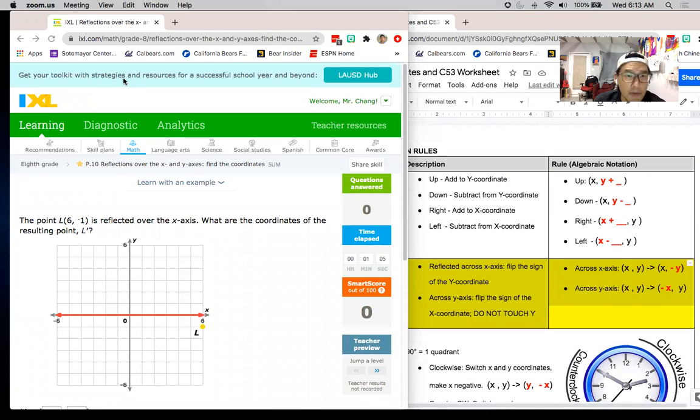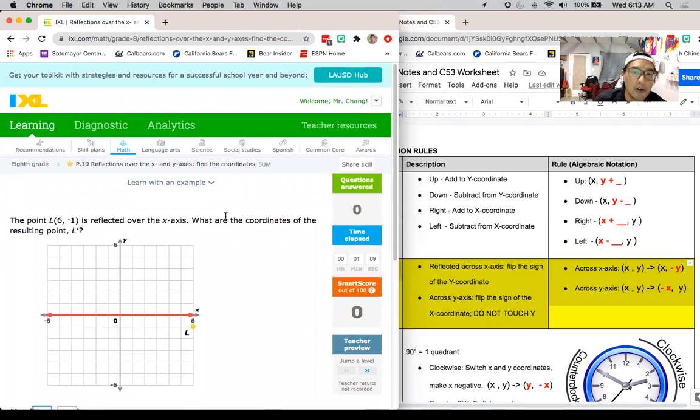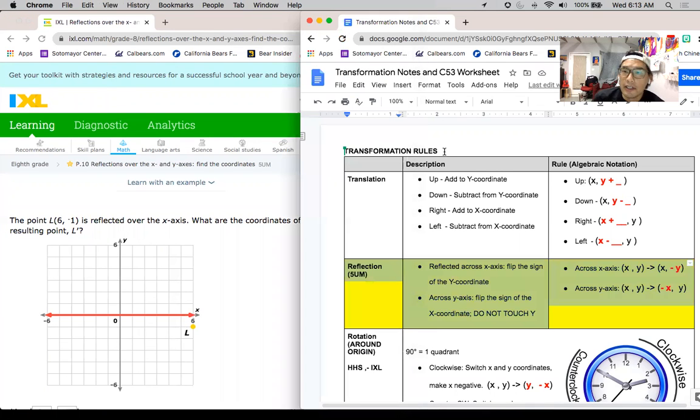All right, so we are going to hit 5 in iXL. So this is what we're looking at. This is what we're working with. I've got 5 open up on my iXL. And again, just like always, I've got my transformation notes open right next to it.